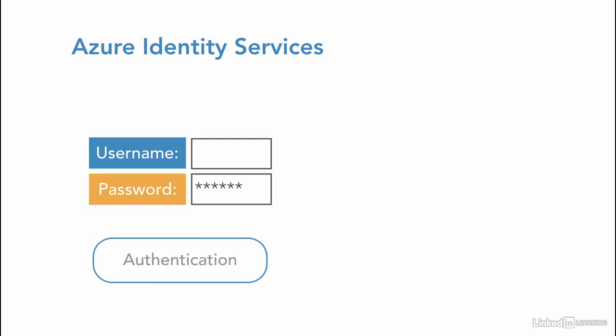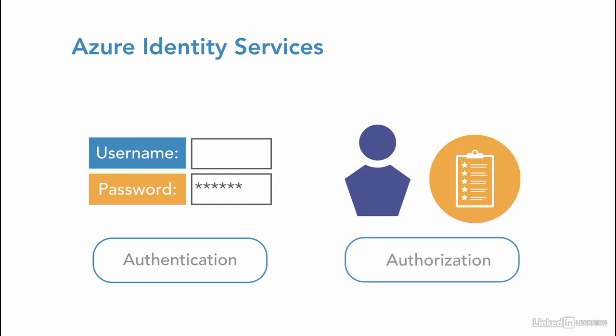There's authentication, in which you provide credentials before allowing access to resources. And this typically consists of a username and password, and it proves you are who you are. The second component of Azure Identity Services is authorization. Once you have authenticated, then you're granted access to resources based on permissions. Basically, it's what you are allowed to do.